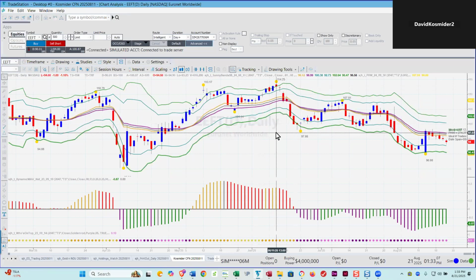Now, I created this indicator 39 years ago, and I've been using it just the same ever since. I've never optimized it. I've never changed the mathematics in it. So it just keeps on working.